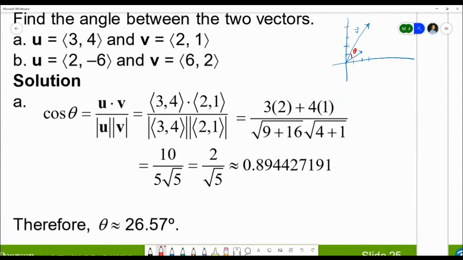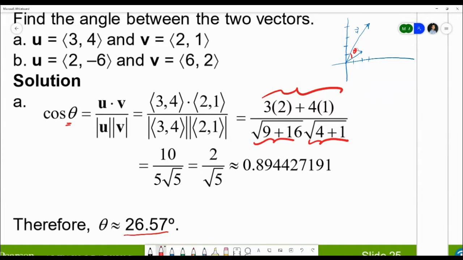So we need to know the magnitude of each vector, and we can do that just using the Pythagorean theorem. And then the dot product is the numerator. And so when we take cosine inverse to find theta, we have the angle, which is about 26.57 degrees. So that looks to be pretty reasonable here.